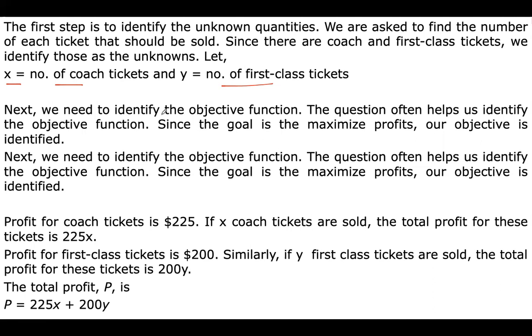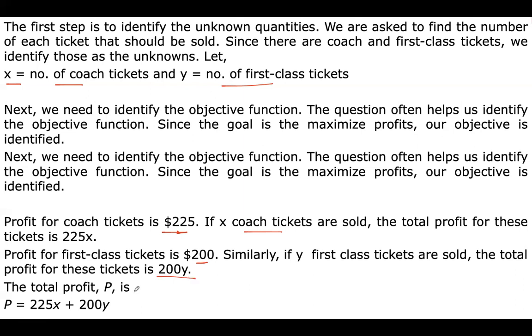Next, we need to write the objective function. Okay, so the profit for coach tickets is 225 and X coach tickets are sold. The profit of these tickets would be 225 into the number of tickets sold, 225 into X. Similarly, for first class tickets, your profit per ticket is $200. So for Y number of tickets, it will be 200 into Y. So simple unitary technique. Okay.